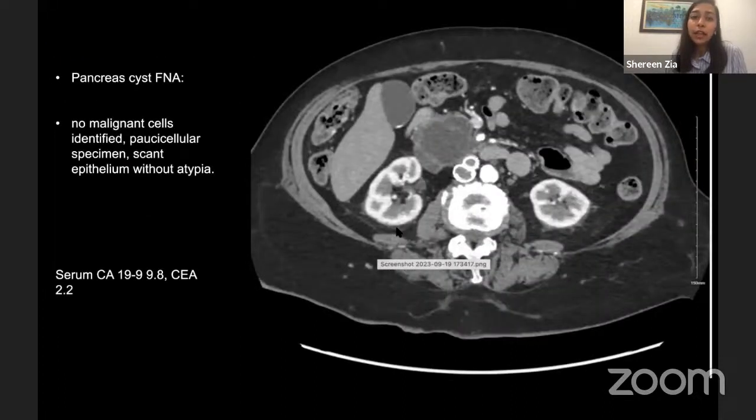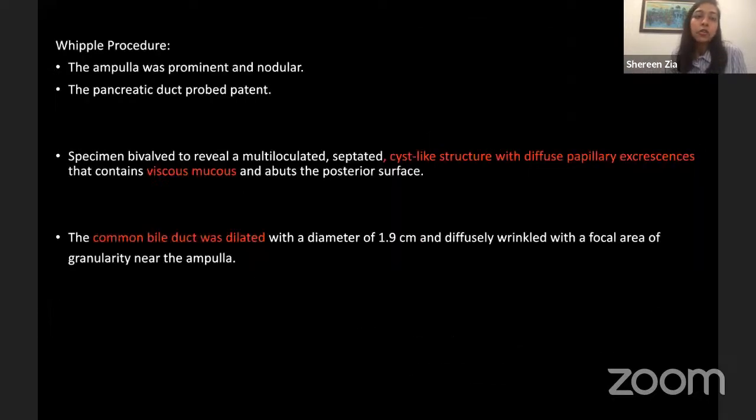FNA was done, and there weren't any malignant cells seen. That was a very paucicellular specimen. However, CA19-9 was 9.8 and CEA was 2.2. This is the lesion that I'm talking about. It was communicating with the main pancreatic duct. Further on, the patient underwent a Whipple procedure because, one, the size was increasing, and secondly, the mural nodule mentioned in the imaging is one of the suspicious findings. And the third thing is that it was communicating with the main pancreatic duct. Those are all the suspicious things that were highlighted during her workup.